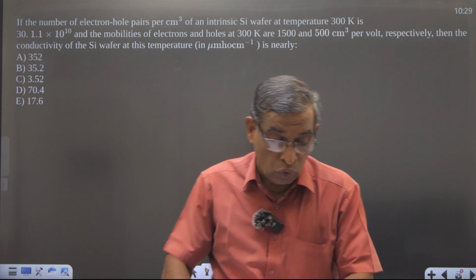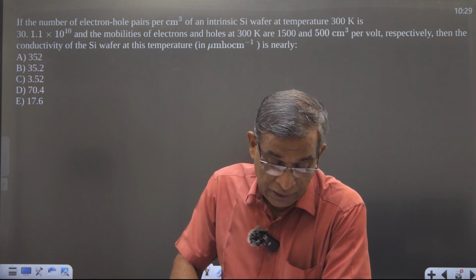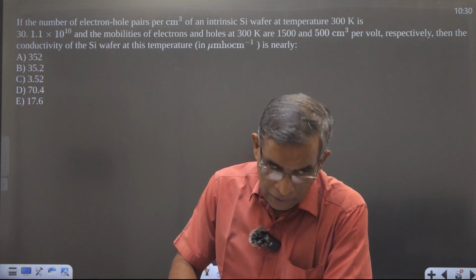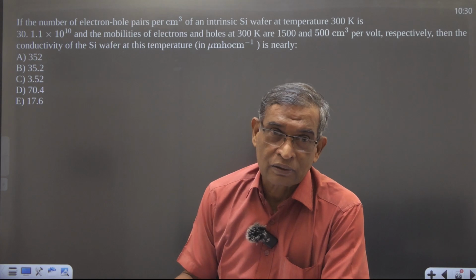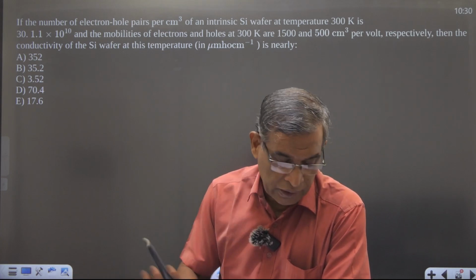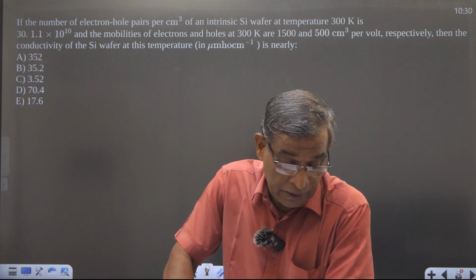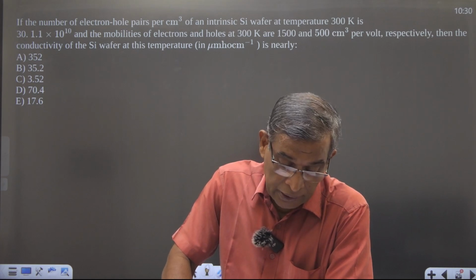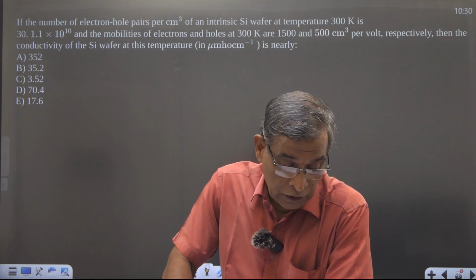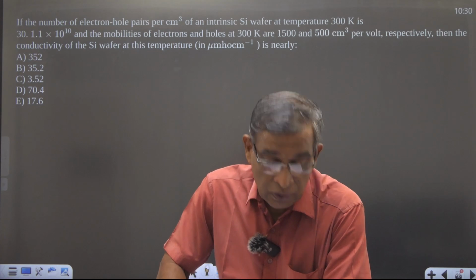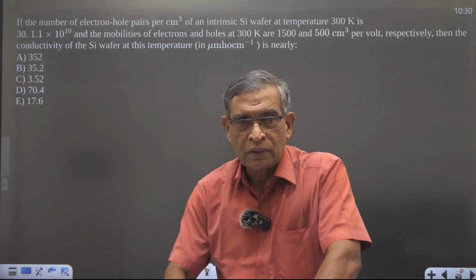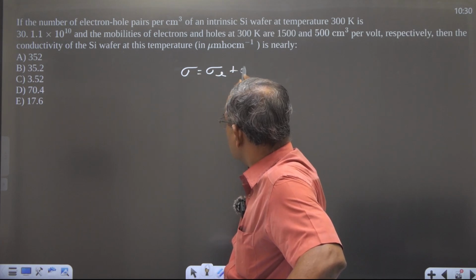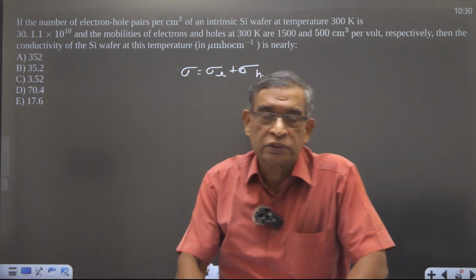The number of electron hole pairs per centimeter cube of an intrinsic silicon wafer at temperature 300 Kelvin is 1.1 into 10 raised to 10, and the mobilities of electron and hole at 300 Kelvin are 1500 and 500 per volt respectively. Then what is the conductivity? Now, strictly speaking, this question is from semiconductors, but it is related to Ohm's law or current density, therefore we can do it here. In a semiconductor, conductivity is contributed by two carriers. Total conductivity is the conductivity due to electrons plus the conductivity due to holes, sigma E plus sigma H.